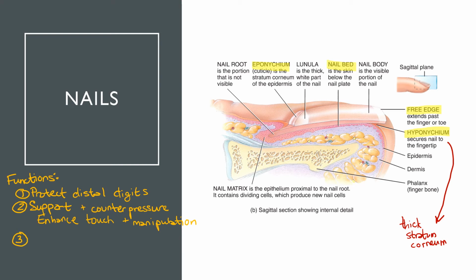Okay, the third and last function is that it allows us to grasp and manipulate small objects. And our nails can also be used to scratch and groom the body in various ways. So grasp and manipulate small objects. Think of like your pen or pencil. And also used to scratch and groom our bodies.